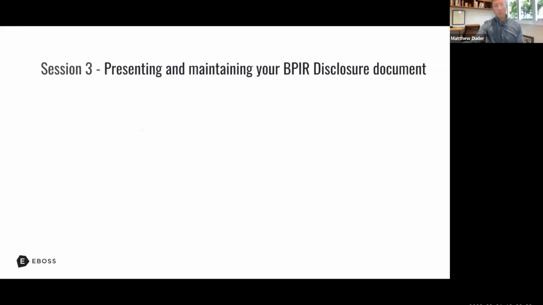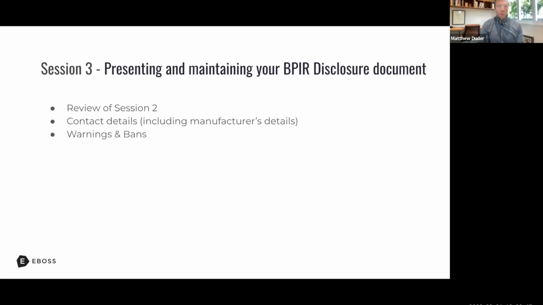So in terms of our agenda, we're going to go over the key parts of last week's session. And today we're actually going to cover off the requirement for publishing contact details, particularly those manufacturing details if we're importing products. We'll cover off the requirements for issues around warnings and bans. We'll actually talk about maintenance and warranty details as we finalise the disclosure document, and John Allen will take us through how we do that on the BPIR Ready tool.